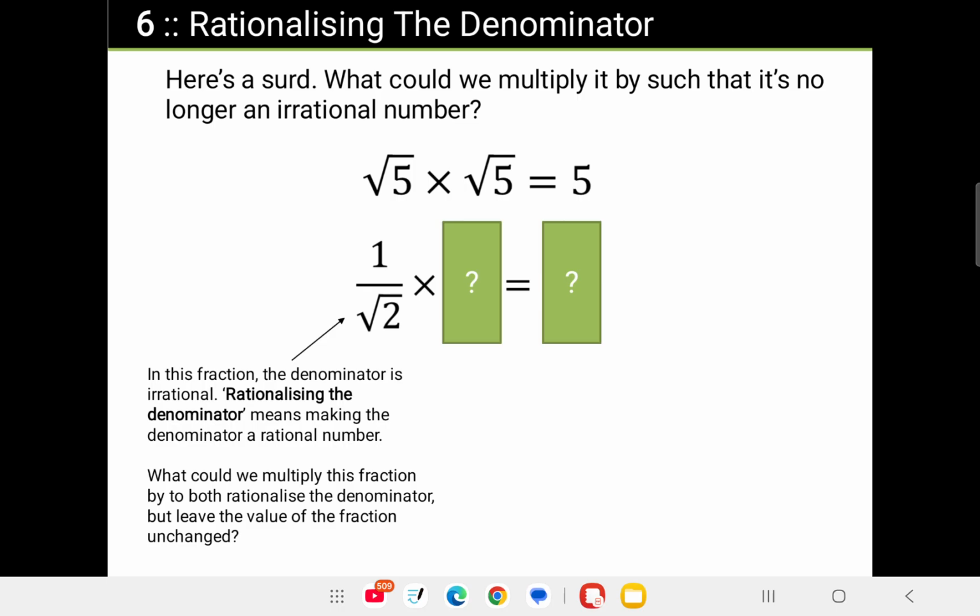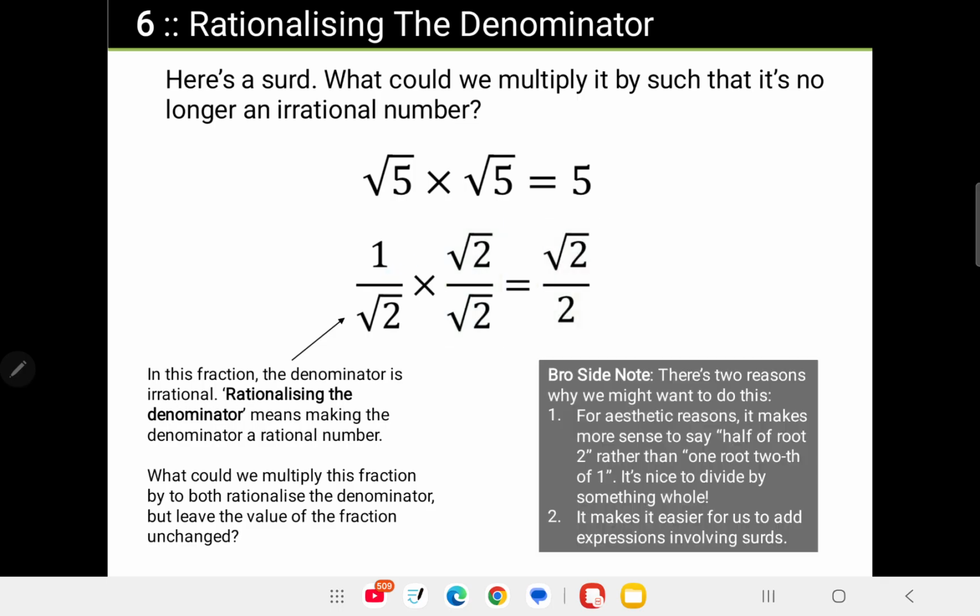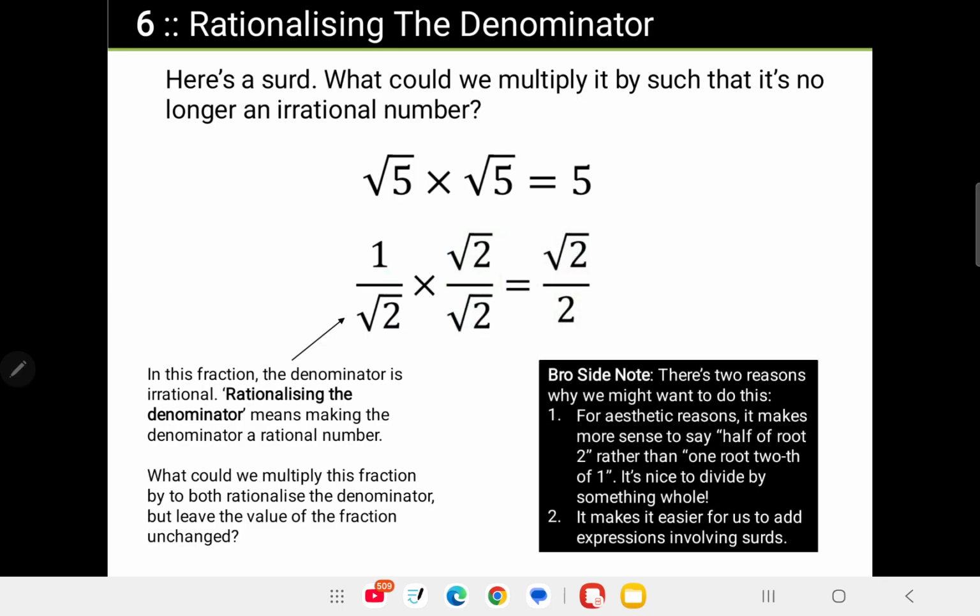Again, if you have 1 over root 2, if you have your surd value in the denominator, how can you get rid of this surd value from the denominator? You should times by root 2 up and down. So root 2 times 1 is root 2, and over here square root 2 times square root 2 is square root 4, and square root 4 is 2. So you can see the surd value is eliminated from the denominator.